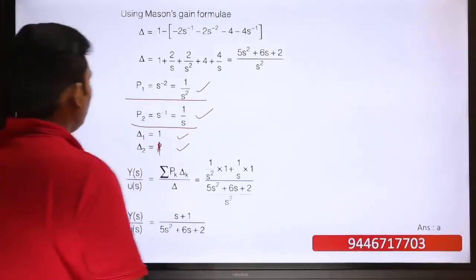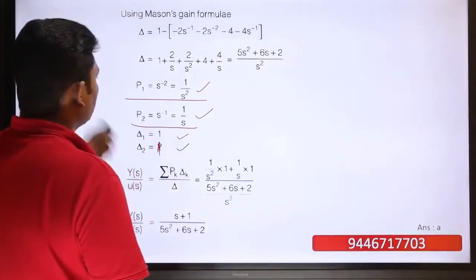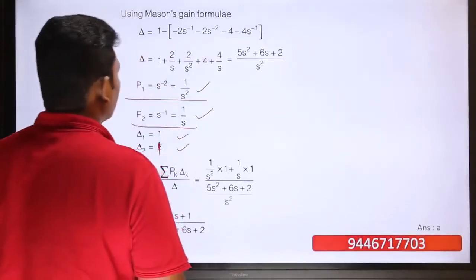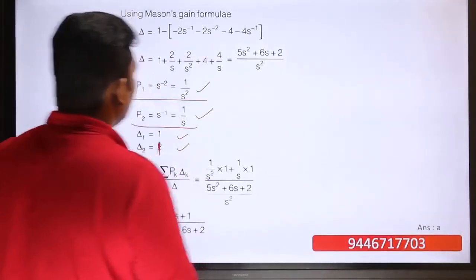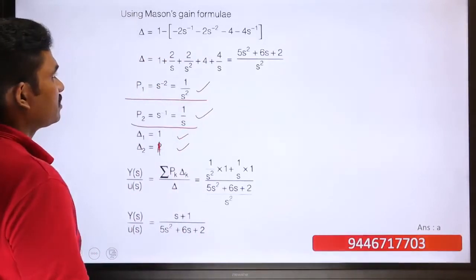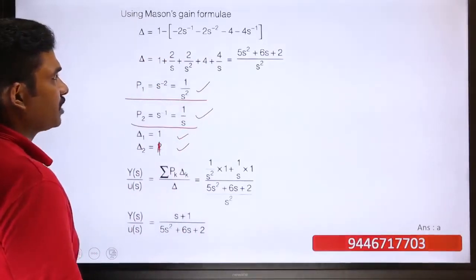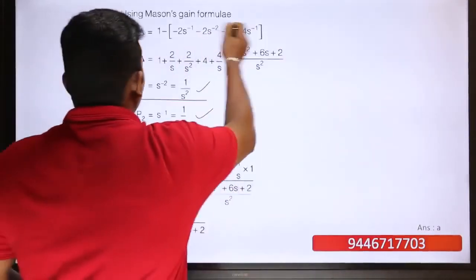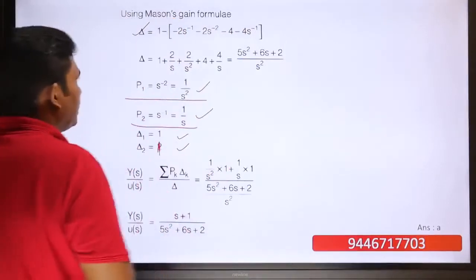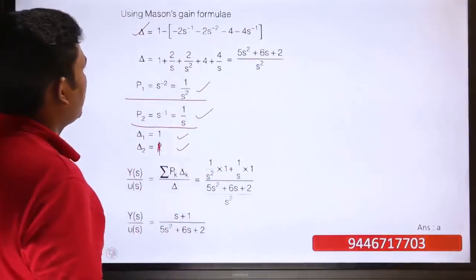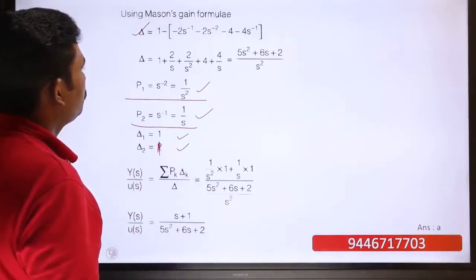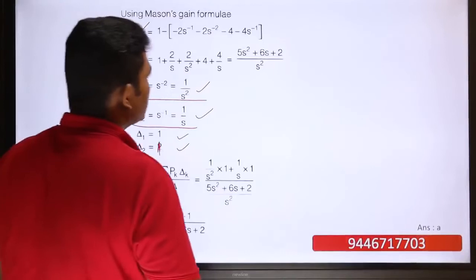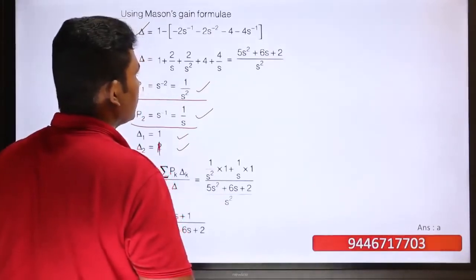Okay. So we know delta 1 is equal to 1 and delta 2 is equal to 1, P1 is obtained, P2 is obtained, and we know the loop transfer functions as minus 2s raised to minus 1, minus 2s raised to minus 2, minus 4 and minus 4s raised to minus 1. So using these L1, L2 and L3, we will be able to find out the value of delta. So delta is equal to 1 minus 2s raised to minus 1 minus 2s raised to minus 2 minus 4 minus 4s raised to minus 1.